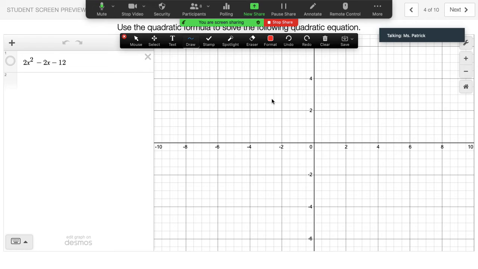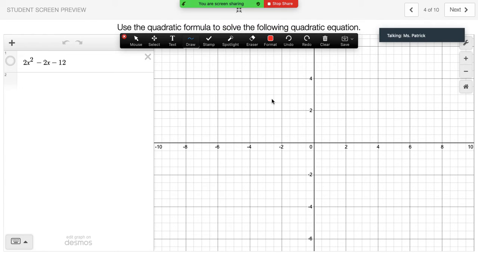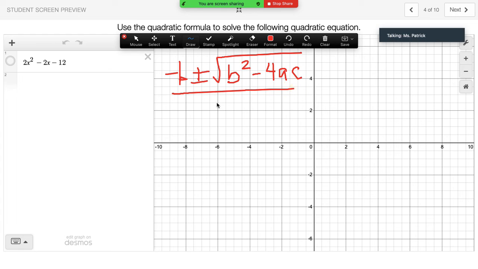Alright, so the first thing we want to do is to make sure we know what our formula is. I'm going to write our formula here. Negative b plus or minus the square root of b squared minus 4ac divided by 2a.